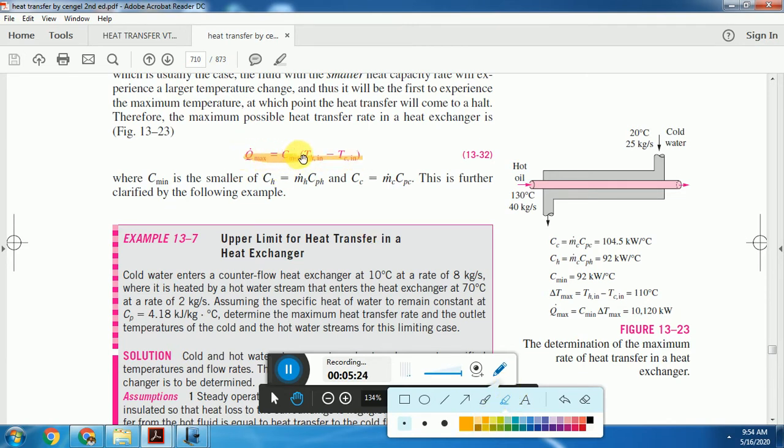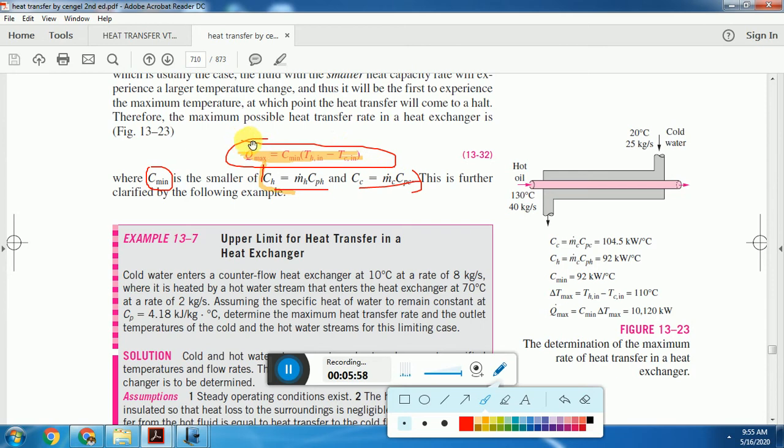Qmax is equal to Cmin into Thi minus Tci. Cmin will be the smaller value of these two, either it may be Ch or Cc. The smaller value of these two is nothing but C minimum. For that only, heat transfer will be maximum, that is Q will be maximum.